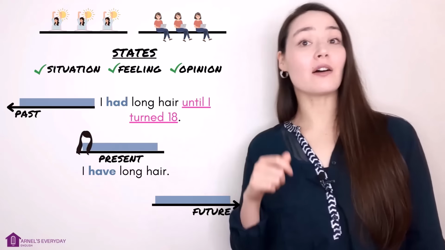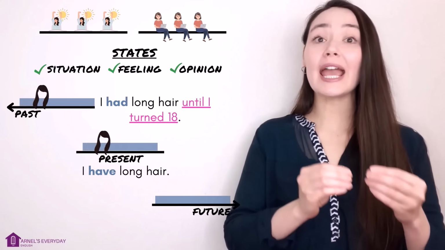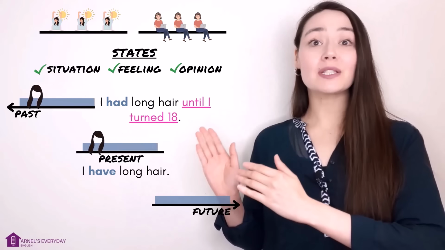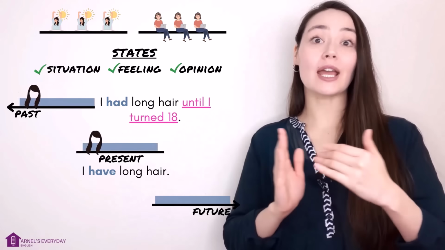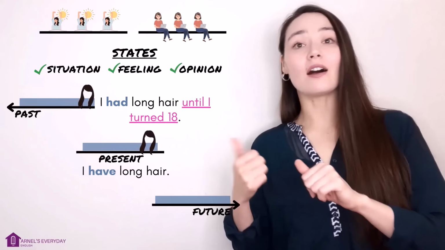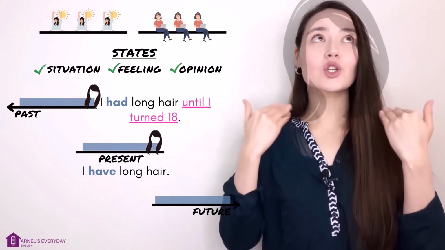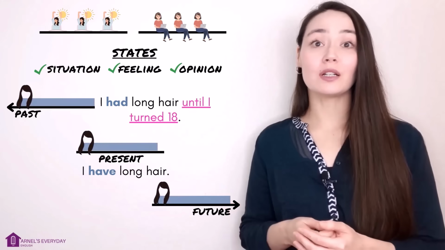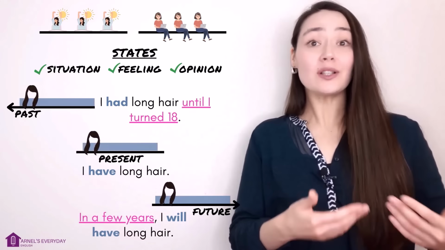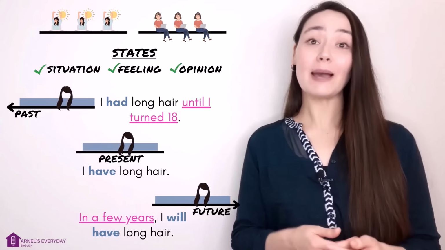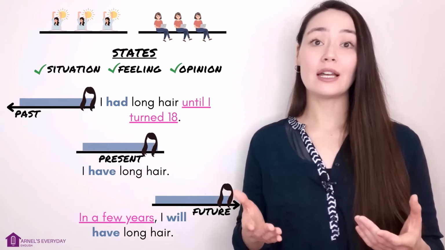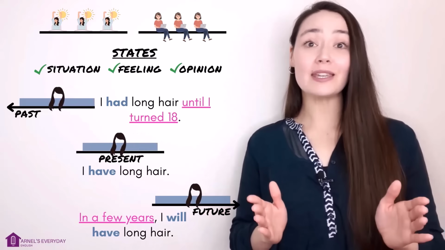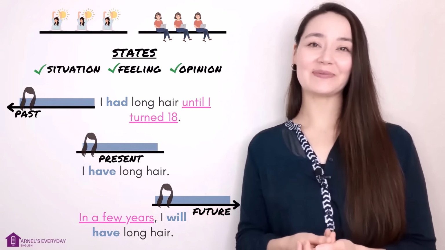I had long hair until I turned 18. Past state. And I'm giving you a specific time, until I turned 18. I had long hair, and now I have short hair, for example. Future simple. In a few years, I will have long hair. Imagine now I have short hair. In a few years, I will have long hair. That will be my future state.